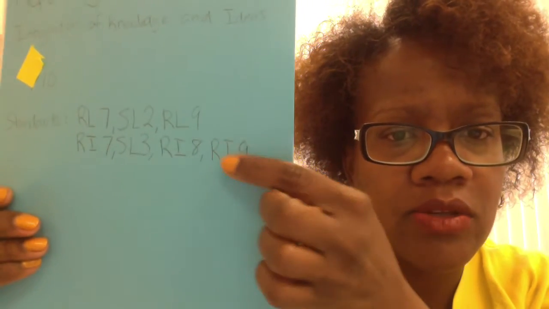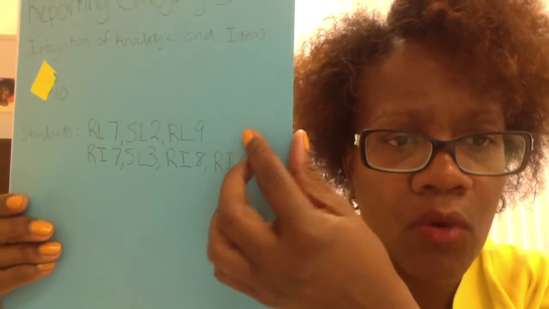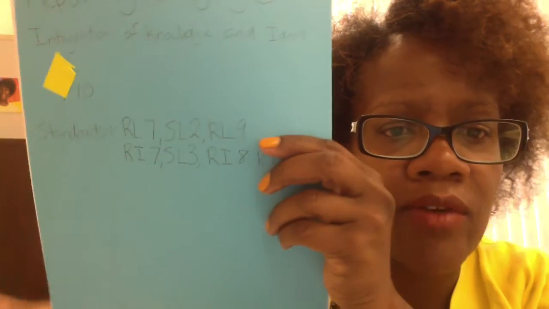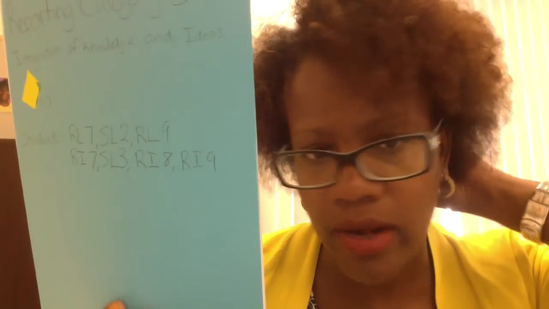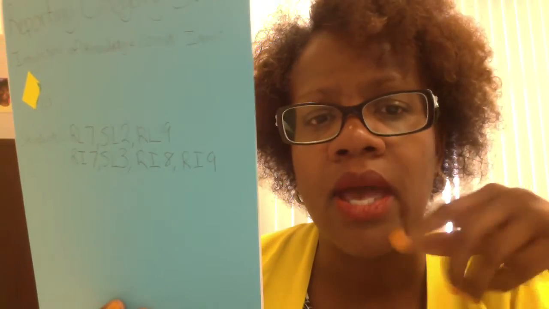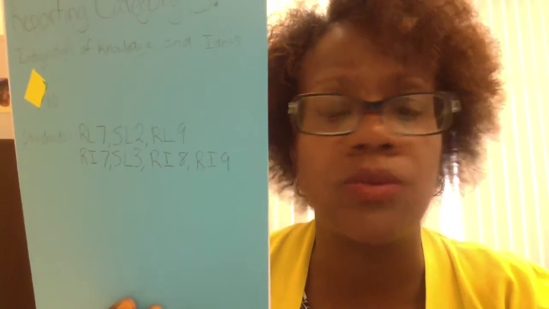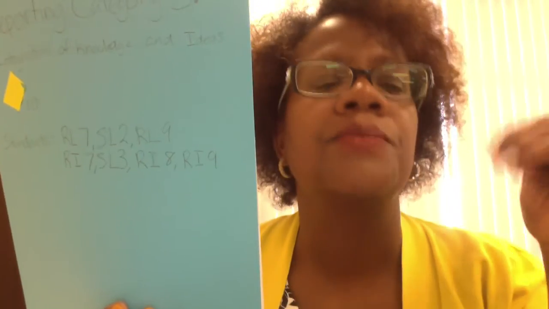All right, so next is reporting category 3. Here are your tested standards, and of course, it's going to go in order. You'll have a page for RL7, RL9, RI7, RI8. There is no RL8. That's only informational, and RI9. You'll also have space for SL3 and SL2. I have not created scales for SL2 and SL3. What are SL2 and SL3?